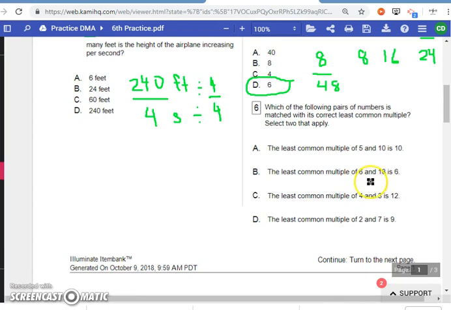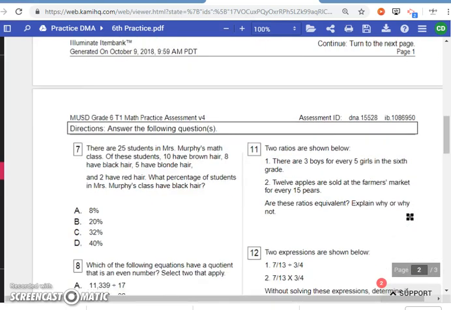Problem number 6, which of the following pairs of numbers is matched with its correct least common multiple? So I want you guys to think about the relationship of numbers. So least common multiple, think about least as in smallest number that goes into a larger number. Also, when you are skip counting by a specific number, those are multiples. So 4, 8, 12, 16. Those 4, 8, 12, 16 are multiples of 4, meaning multiplication of 4 or division of 4. We're going to move to the next problem.